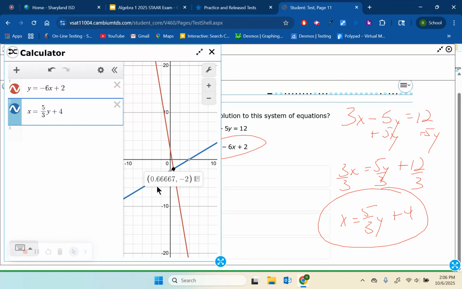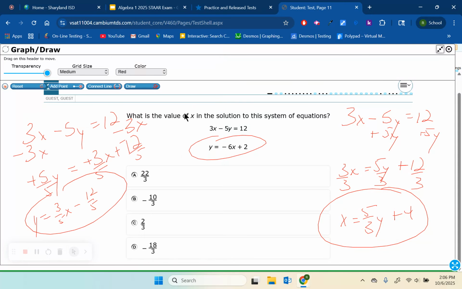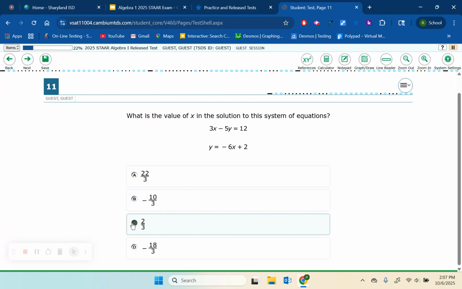So there's my solution, 2/3, negative 2. And it's asking for what? What is the x, right? My x value was 2/3. And that's my answer. What is the x? 2/3. And that's it. So kind of neat.